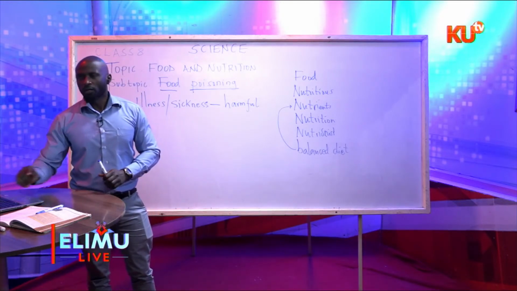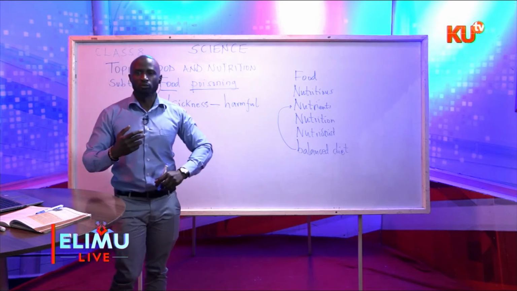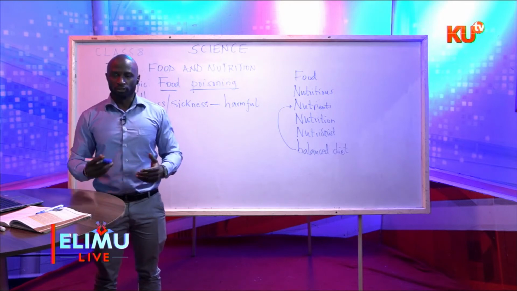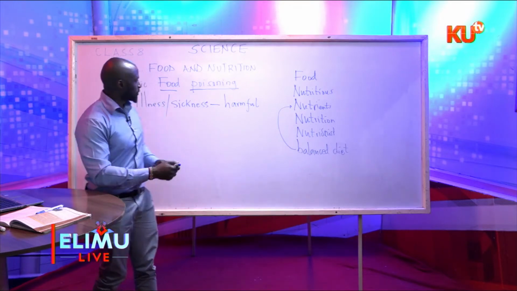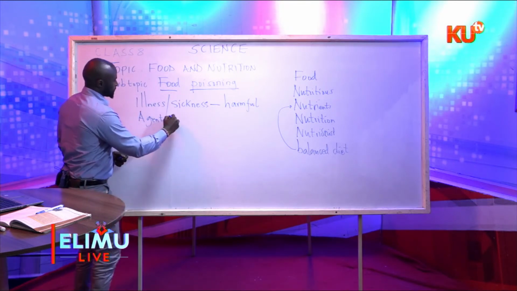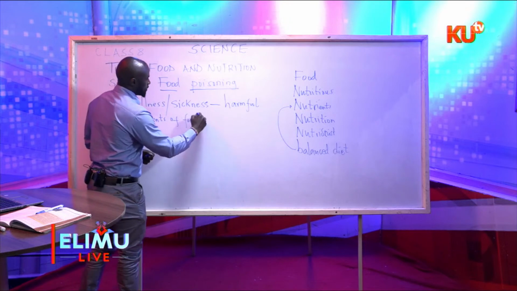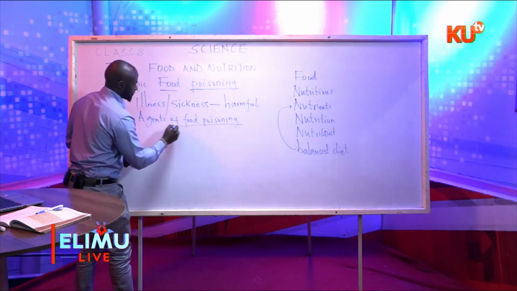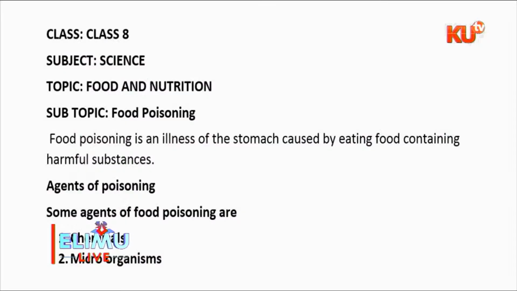Now, our syllabus advises us to get to know the agents of poisoning. How does this happen? So, we look at agents of food poisoning. As per the syllabus, we look at two main agents of food poisoning. And the first one, we have what you call chemicals.